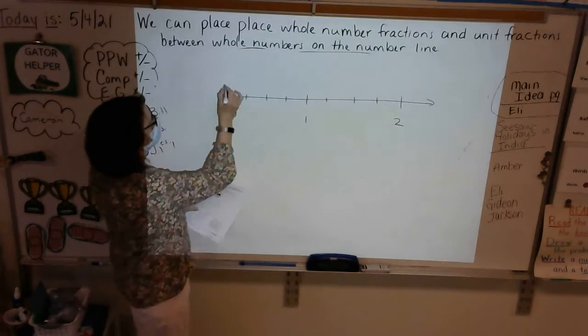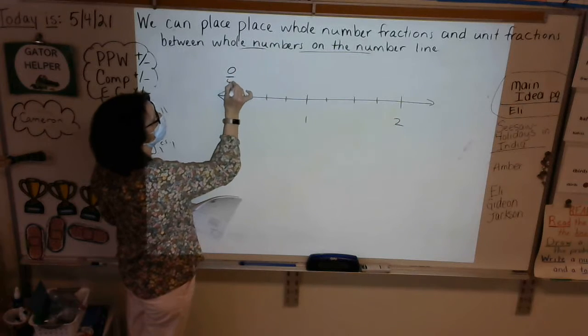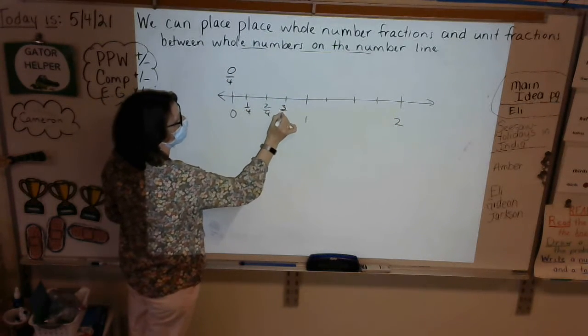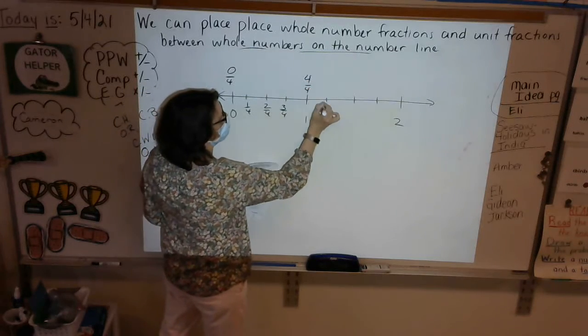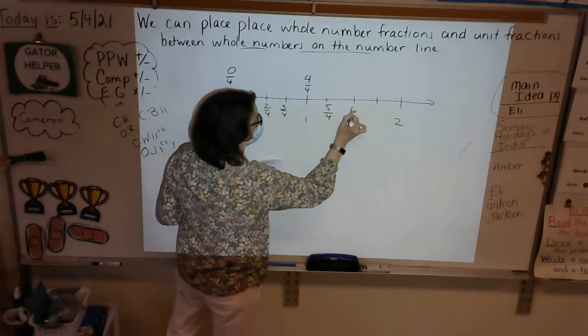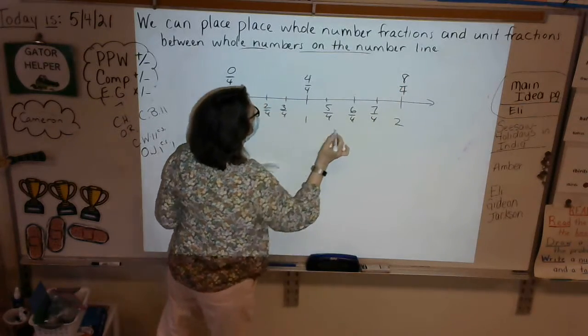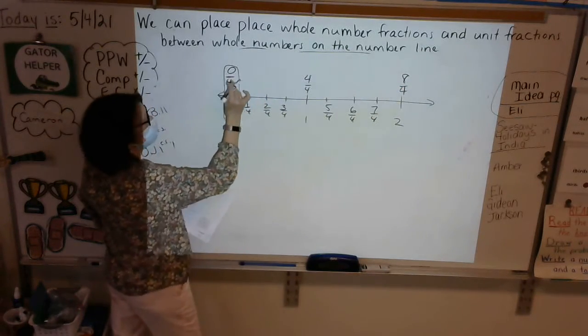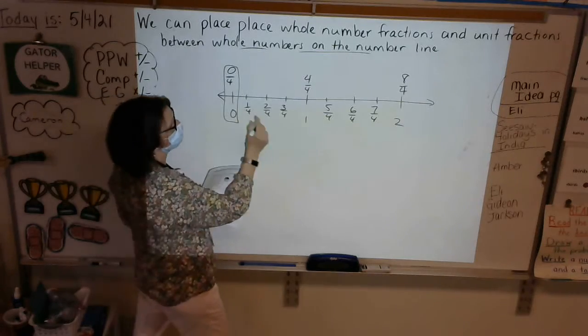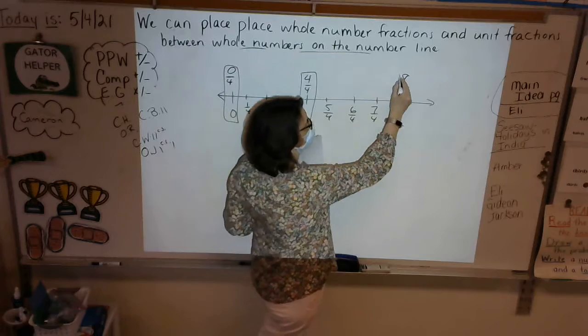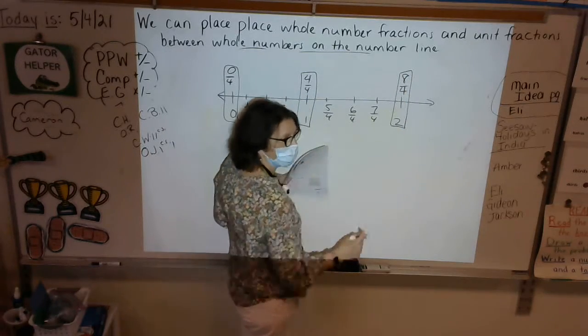Let's count, class. We're going to start with 0 fourths. 1 fourth, 2 fourths, 3 fourths, 4 fourths, 5 fourths, 6 fourths, 7 fourths, 8 fourths. Very good. I'm going to box my whole number fractions. So the fraction that represents 0 is 0 fourths. The fraction that represents 1 is 4 fourths. The fraction that represents the number 2 is 8 fourths.